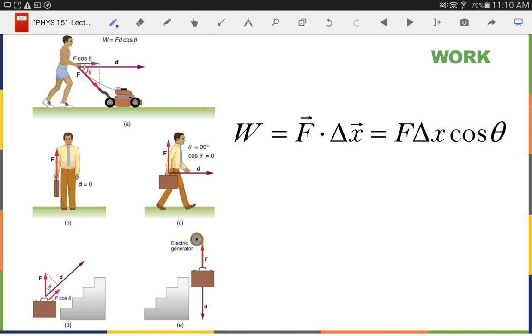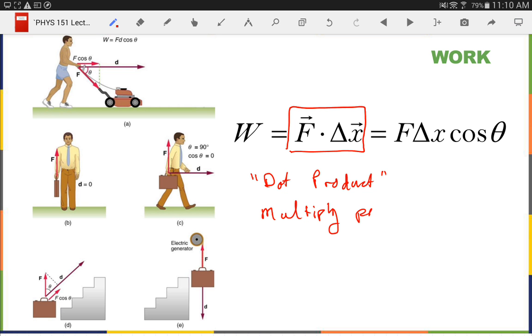So the mathematical definition of work is force dotted with the distance. And some of you may have taken, like algebra and learned what a dot product is. Well, it has to be a vector algebra class, something where you dealt with vectors. A dot product means that you multiply the parallel parts. So that means the force vector multiplied by the component of distance parallel to the force vector.